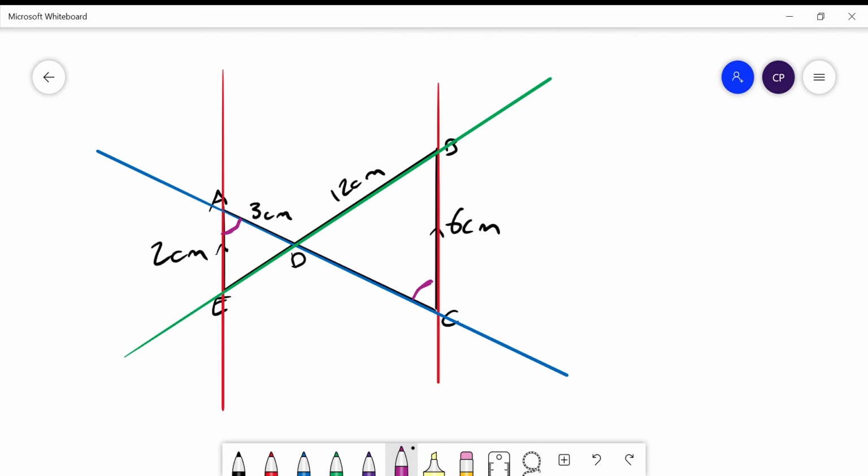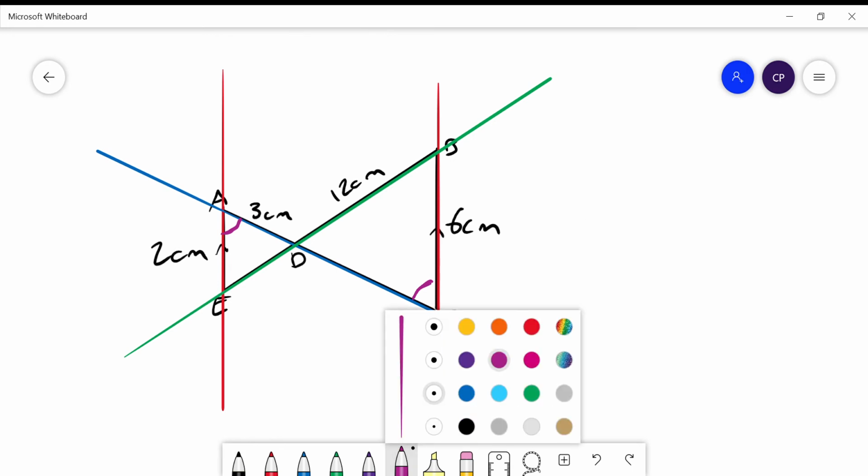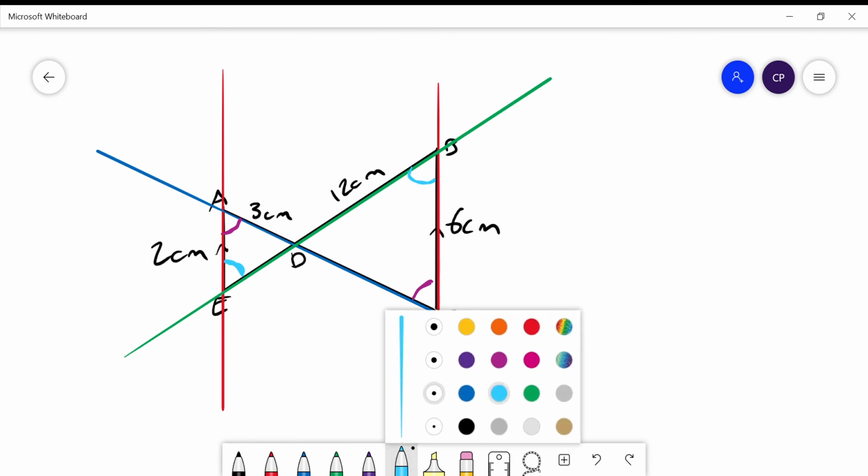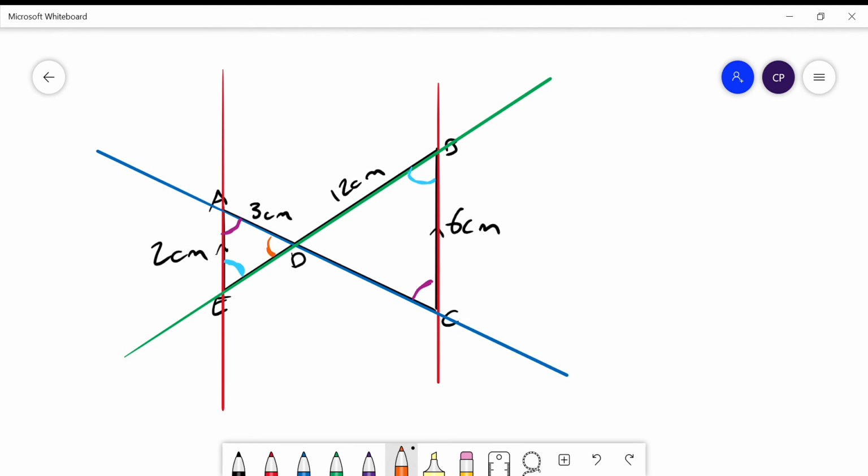I'm going to change to a different colour now. Let's go with the light blue. Now the angle here is going to be the same as the angle up here again, because the green line crosses the two red parallel lines, and these are therefore alternate, which means they're equal. And then finally, there's another angle we need to know is the same, and it's this angle here is the same as this angle here because they are vertically opposite. So those are the things we need to know. So because all of these angles are exactly the same, we know that these two triangles are similar.